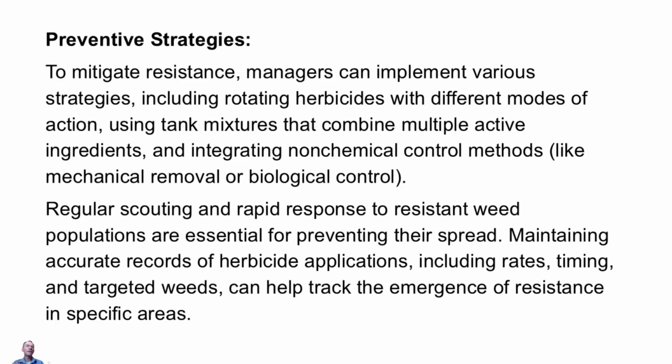Preventive strategies. To mitigate resistance, managers can implement various strategies, including rotating herbicides with different modes of action, using tank mixtures that combine multiple active ingredients, and integrating non-chemical control methods like mechanical removal or biological control. Regular scouting and rapid response to resistant weed populations are essential for preventing their spread. Maintaining accurate records of herbicide applications, including rates, timing, and targeted weeds, can help track the emergence of resistance in specific areas.